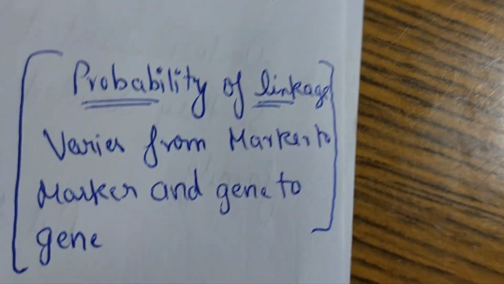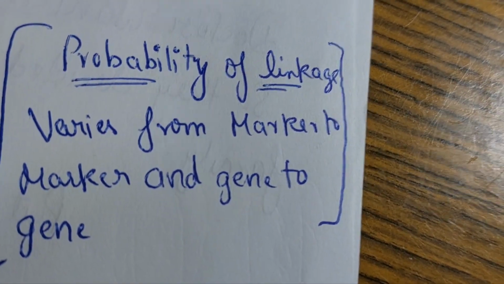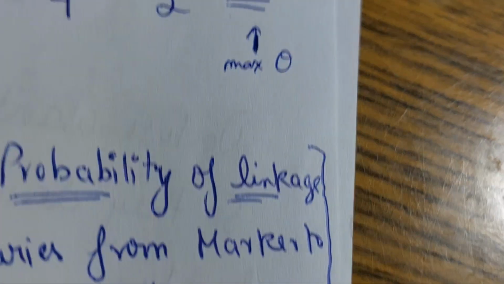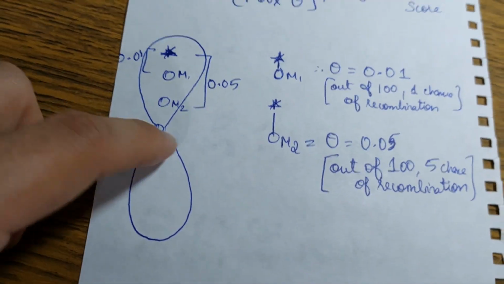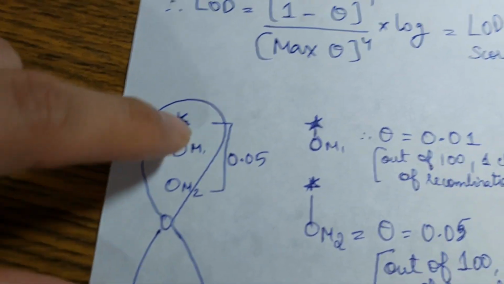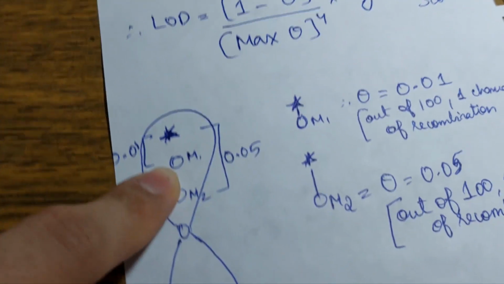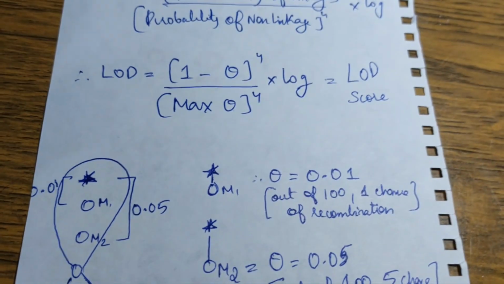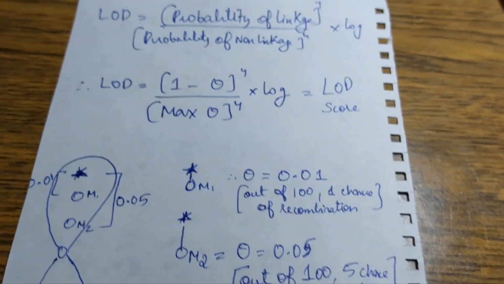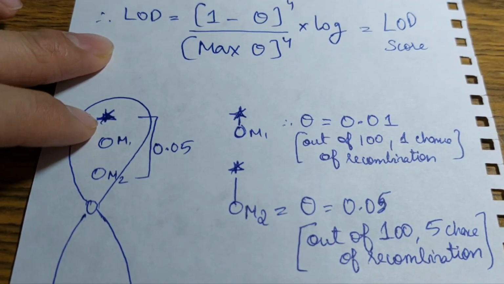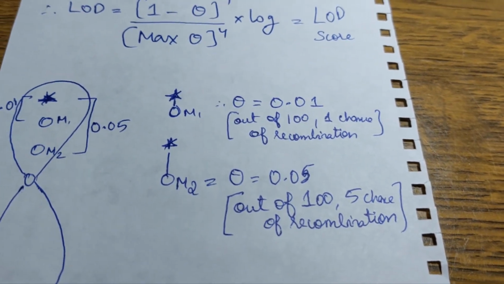Another important thing to remember is that probability of linkage is associated with theta, but it varies from marker to marker and gene to gene. For example, if we consider this chromosome, and on it this is the disease causing gene and this is marker 1 and marker 2, for the distance between the disease causing gene and marker 1, theta is equal to 0.01, whereas for the distance between the disease causing gene and marker 2, theta is equal to 0.05.